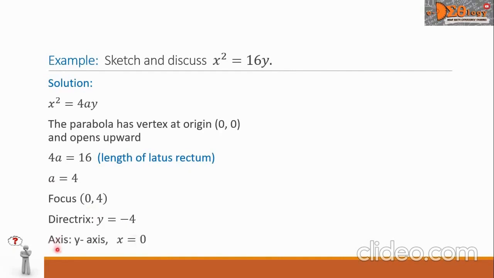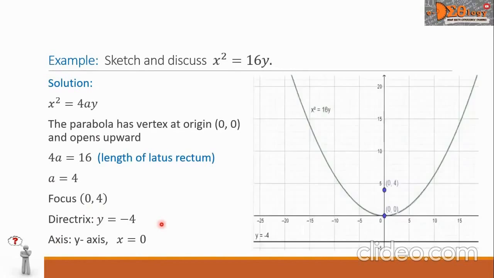We know that the axis is the y-axis itself and the equation is x equals 0. Using these initial references, we can now draw the parabola. This is the parabola x squared equals 16y. This is the vertex at the origin, the focus at the point (0, 4). This is our line. This is the directrix, y equals -4.